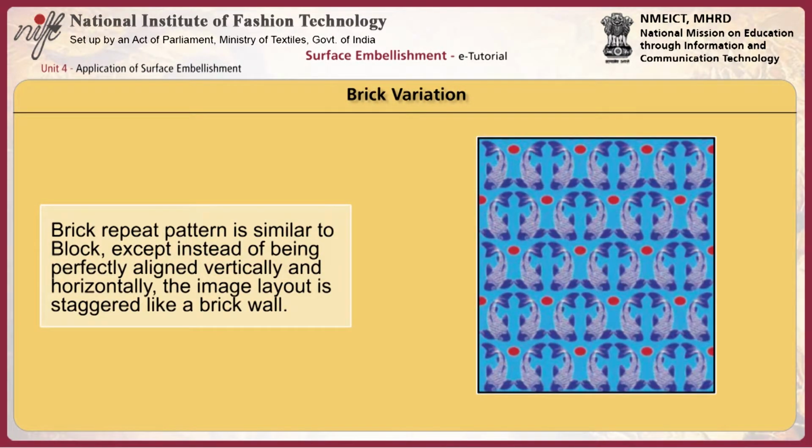Brick repeat. Brick repeat pattern is similar to block except instead of being perfectly aligned vertically and horizontally, the image layout is staggered like a brick wall. Meanwhile, the brick repeat is similar to a half drop repeat. One rotated 90° produces the other. The main difference is that the brick repeat forms a horizontal emphasis, while the half drop forms a vertical one.